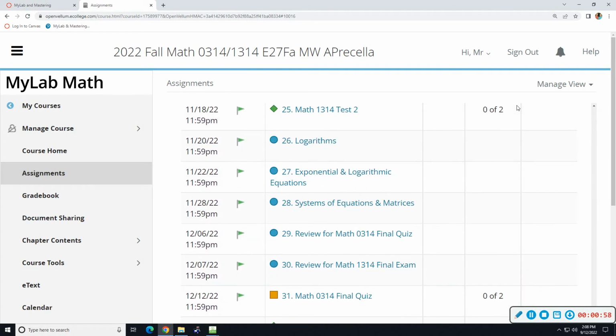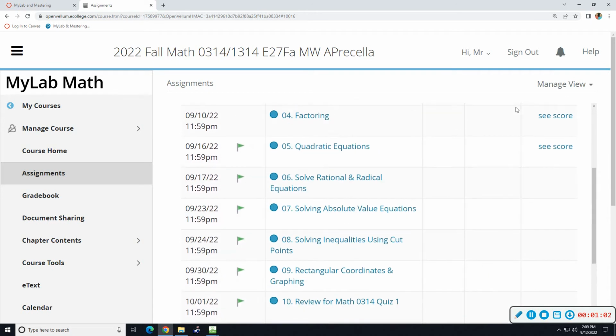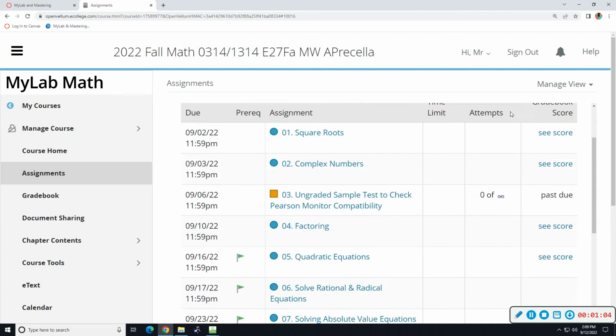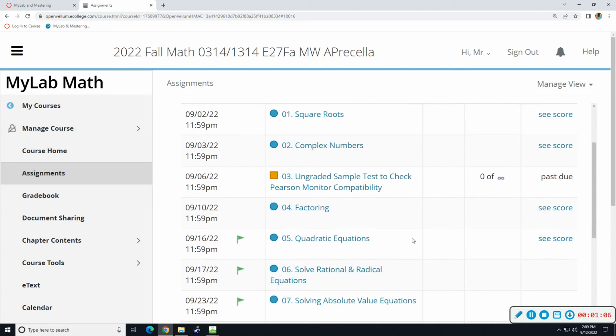Gosh, it seems like so much, but it's two courses. I know, you're right. Okay, but anyway, that's my preferred method of accessing the course homework.